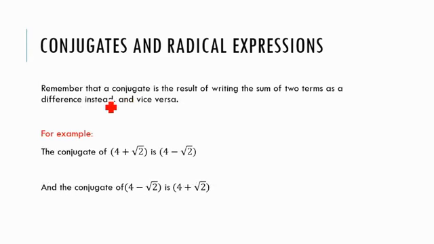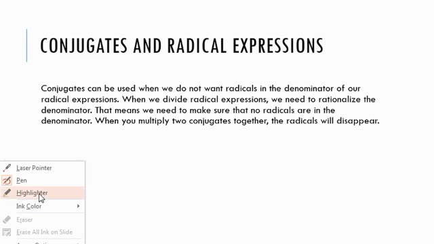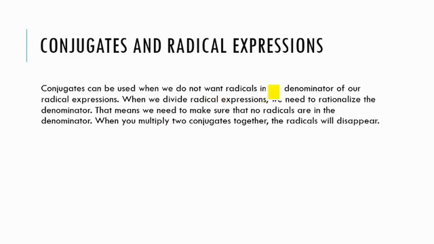So remember that a conjugate is a result of writing the sum of two terms, so a binomial, as a difference instead of a sum. So writing the sum as a difference instead, or vice versa, you could write the difference as a sum. For example, the conjugate of 4 plus the square root of 2 is 4 minus the square root of 2. And vice versa, the conjugate of 4 minus the square root of 2 is 4 plus the square root of 2. Conjugates can be used when we do not want radicals in the denominator.